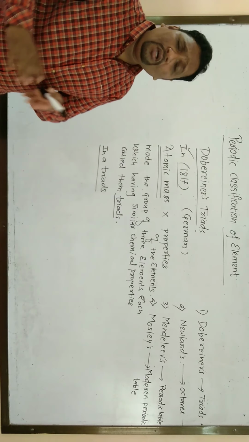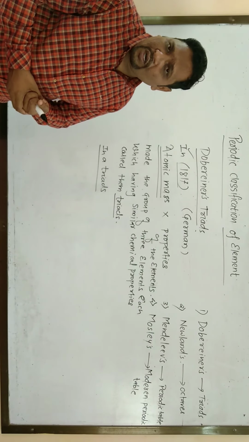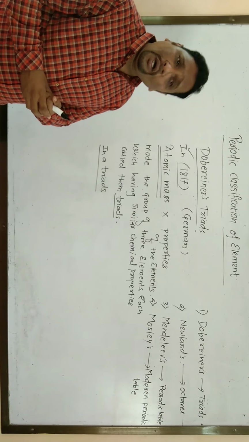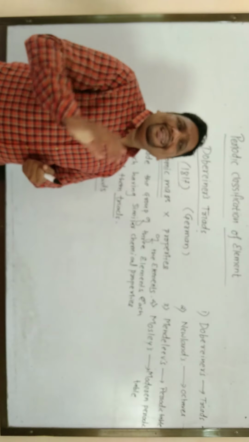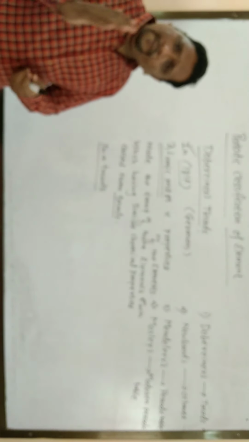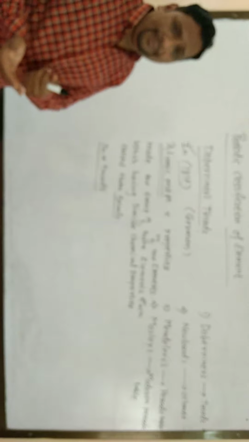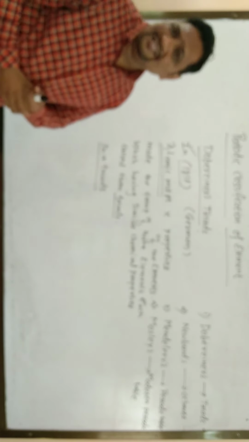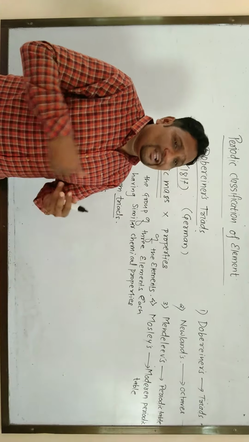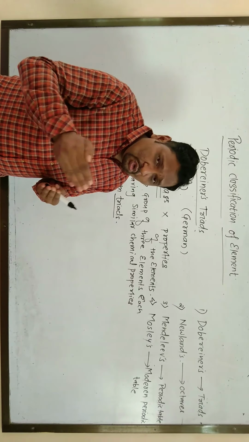So in a triad, what did he observe? In a triad, he observed that the atomic mass of the middle element is approximately, meaning not accurately, equal to the mean of the atomic masses of the other two elements.